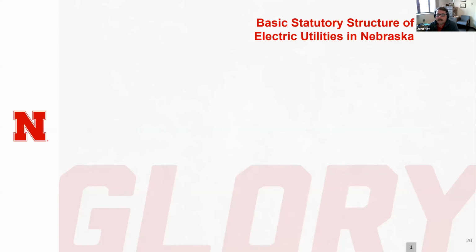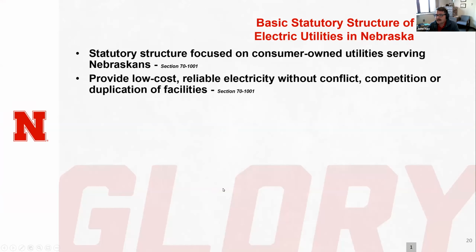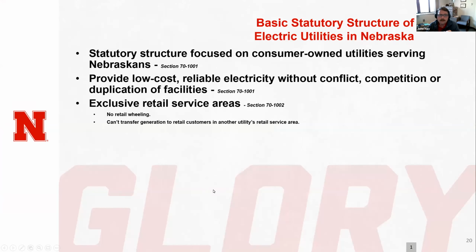It means some fairly basic things, which is that all of the utilities in the state of Nebraska are publicly owned or consumer-owned utilities. Public power exists in all of the states, but Nebraska is the only one where it is a statute where we're all public power. And so that's what that means. It means that they have a statute that says to provide low-cost, reliable electricity without competition and exclusive service areas. And those are the main three bullets I wanted to touch on of what's happening in Nebraska with electricity.